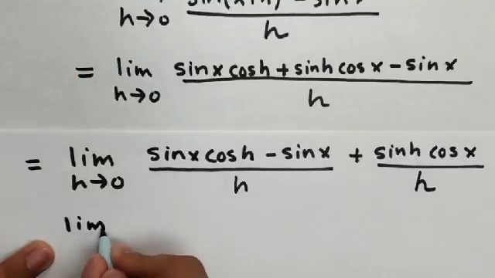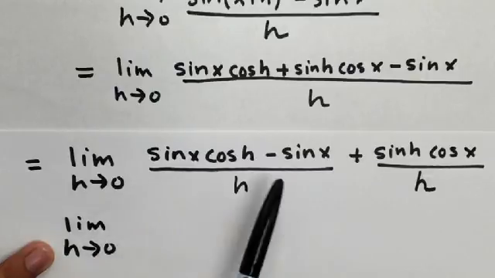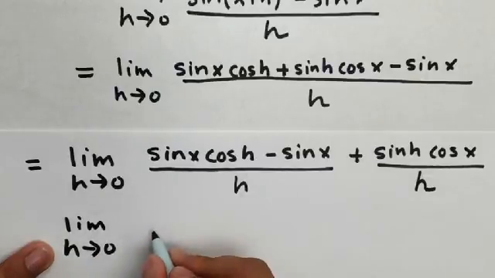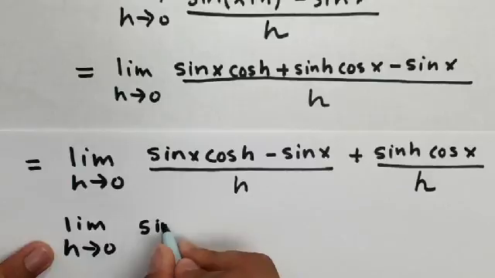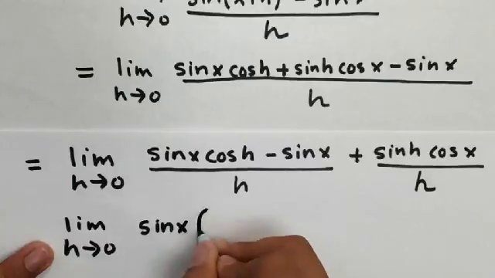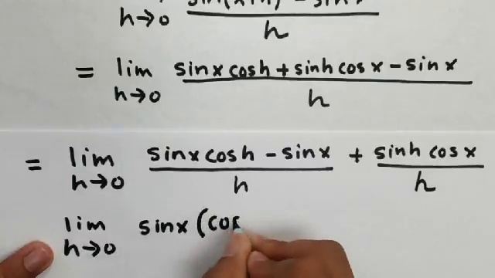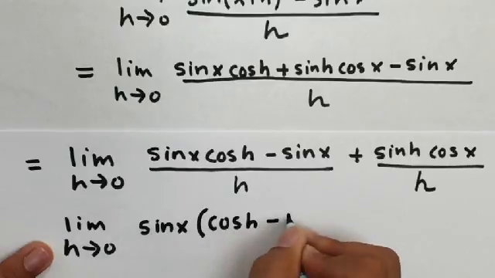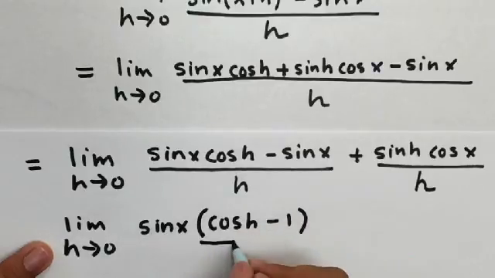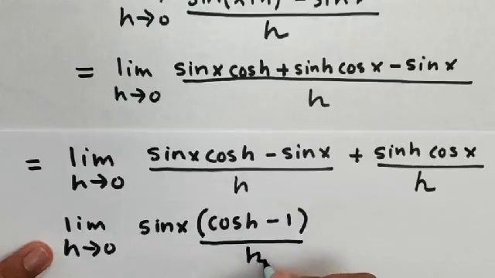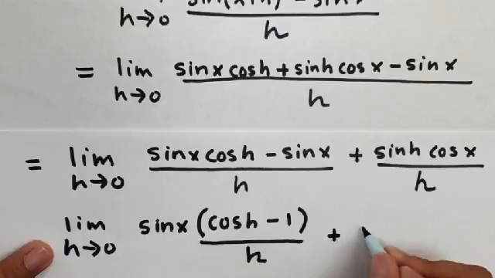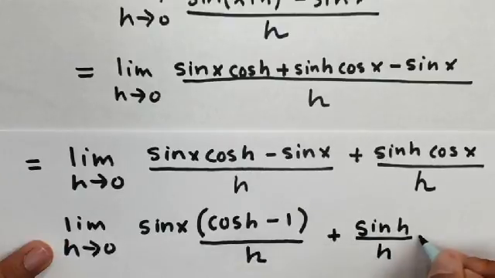Now, you're going to have to deal with this little critter over here. So we're going to have to factor out the sine x. And we're left with cosine h minus 1, right? All divided by h. Notice I wrote it in that fashion. Plus sine h over h times cosine of x. Do you see what I'm doing?